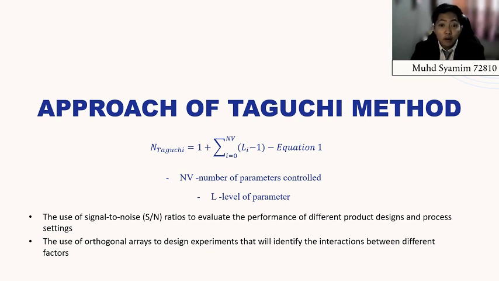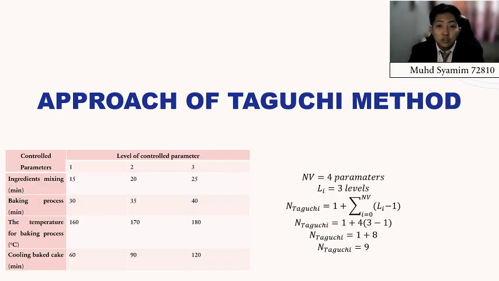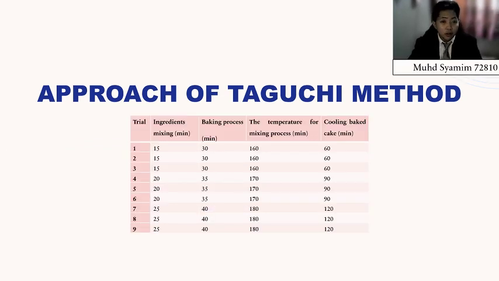Here, N represents the number of parameters controlled and L represents the level of parameters. Based on the tables, we can conclude that there are 4 parameters that will be controlled and 3 levels of parameters. By substituting these values in the previous equation, we will get 9 trials for our Taguchi method experiments. As a result, this is a table that consists of 9 trials or 9 experiments that will be implemented by using the 4 parameters, which are the ingredient mixing, baking process, the temperature for the mixing process, and the cooling of the baked cake.